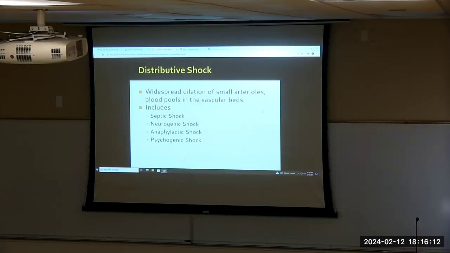This is neurogenic spinal cord injury. I will be going over it in more detail in the next few slides.